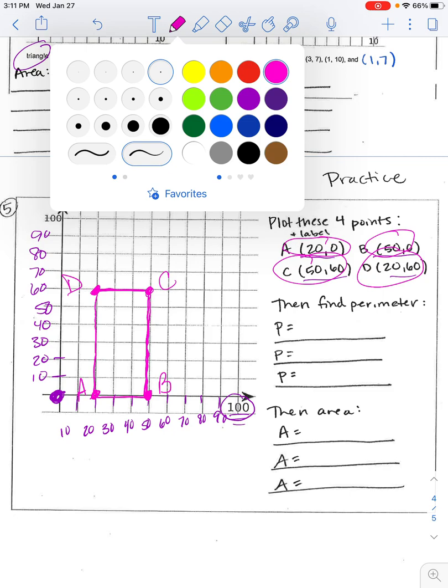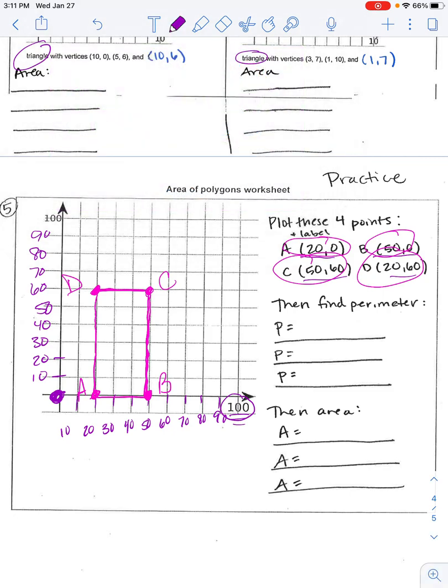Okay, now that was pretty easy. The next part, I just want you to pay close attention to. So we're now going to find the perimeter of this rectangle. Remember, perimeter is the distance around this perimeter. So it's the length plus the length plus the width plus the width. So let's figure that out first.